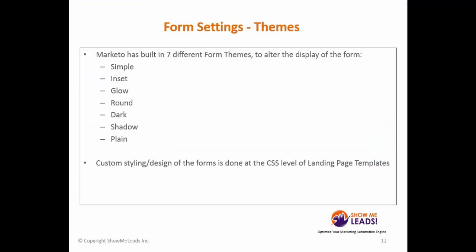When you select Next, you are taken to the settings, and first you have to set a form theme if you want to. Now, to change the display of the form, Marketo has 7 different form themes, including Simple, Inset, Glow, Round, Dark, Shadow, Plain, and any custom styling or design of the forms is done at the CSS level of landing page templates.